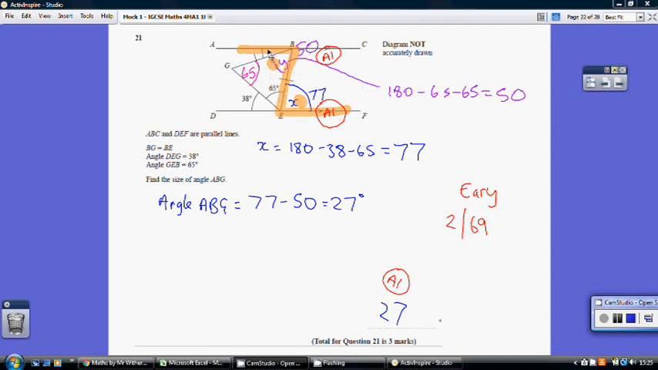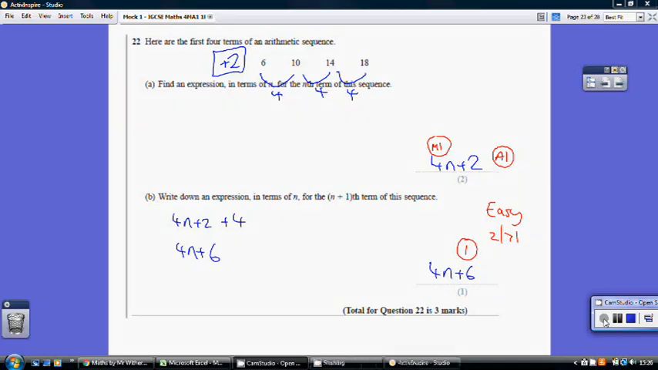Now, I'm trying to work out this little angle here. I know that this big angle, ABE, is 77, of which y is 50, so this bit must be the bit left over, so that's 77, take away 50, which is 27.